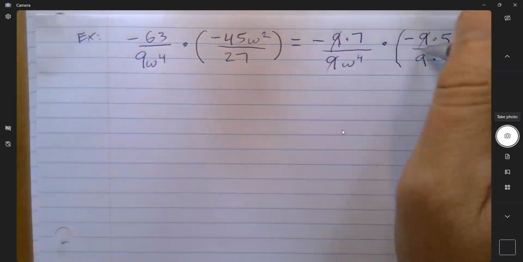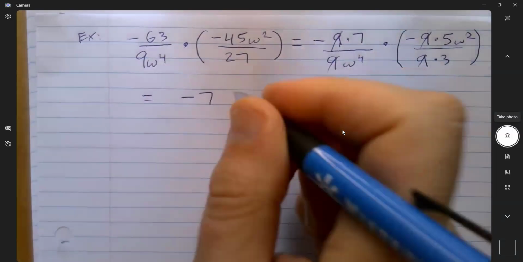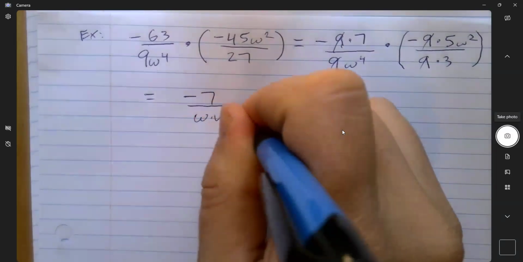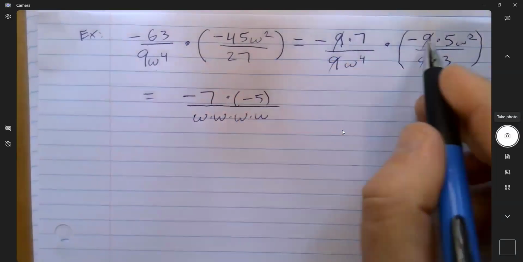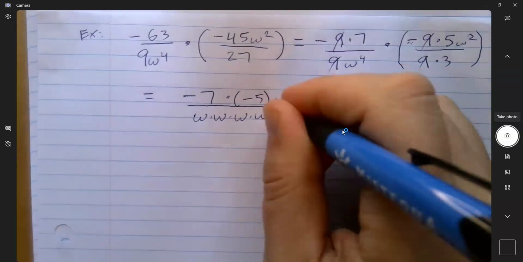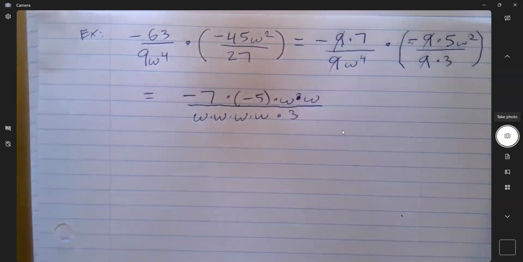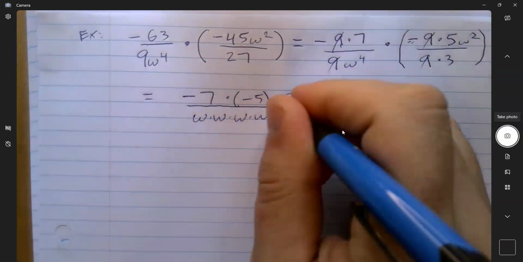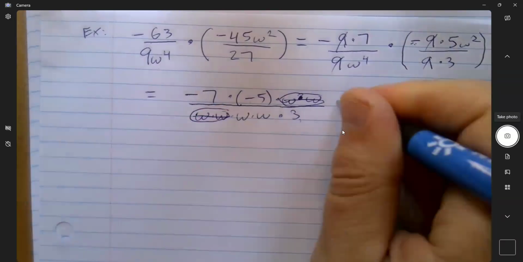So the 9's cancel. I still have the negative. I'm going to have negative 7 over w to the fourth, and I'm going to have a negative 5, because that negative's still there, times w squared. It's a multiplication. And a 3 in the bottom. And I look for shared primes. I don't have any shared primes, but I do have shared variables. The 2 w's on the top cancel with w's on the bottom.